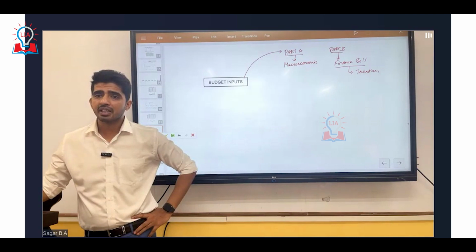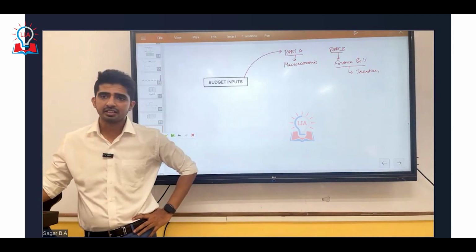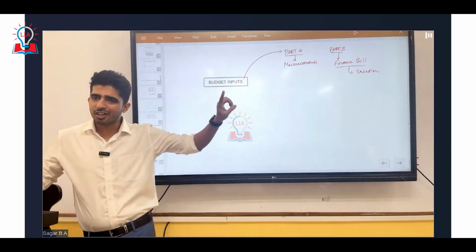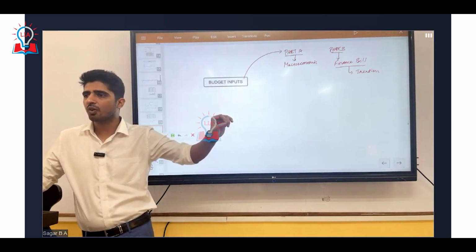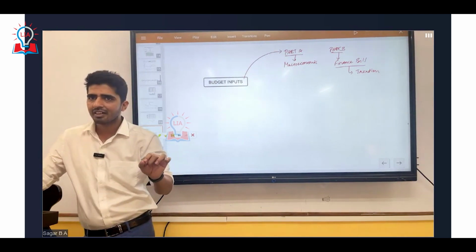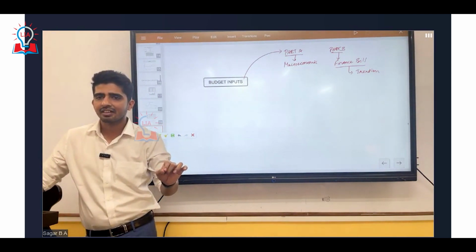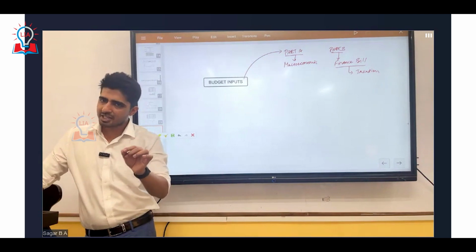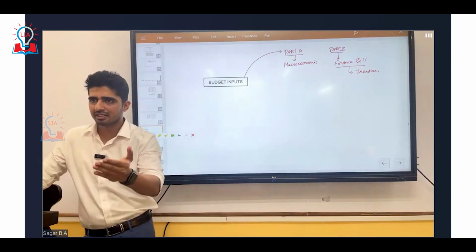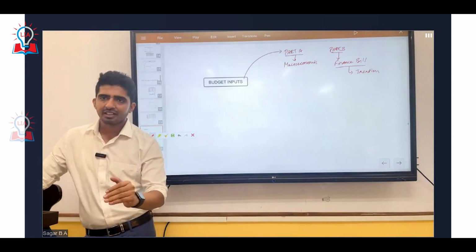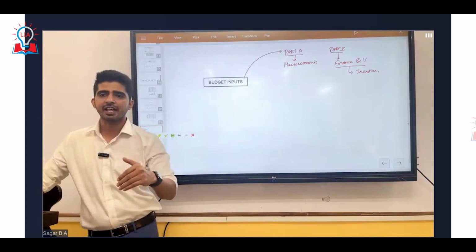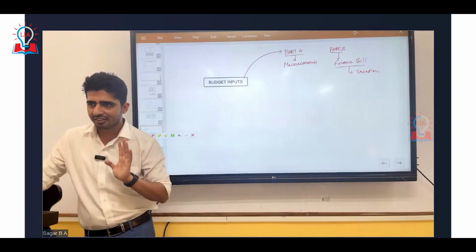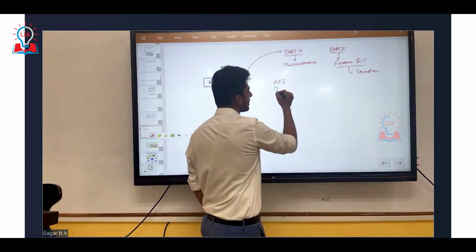Major documents produced by the finance minister during the budget. One is the annual financial statement, Article 112. Apart from that, he also has something called demand for grants. What is this demand for grants? Each ministry and each department places before the finance minister the amount of money they require. The same demands, after some small changes, the finance minister places before the parliament for discussion. 1. Annual financial statement. 2. Demand for grants.